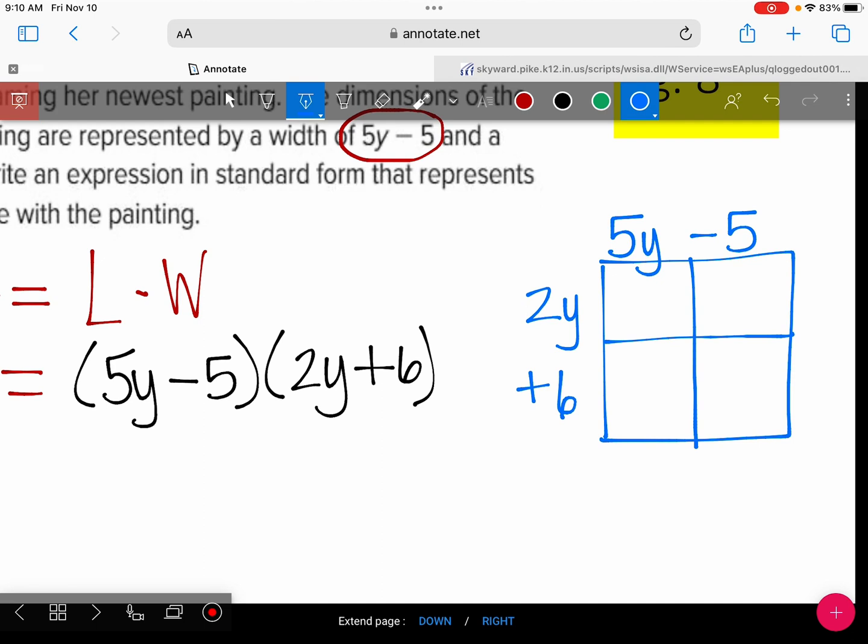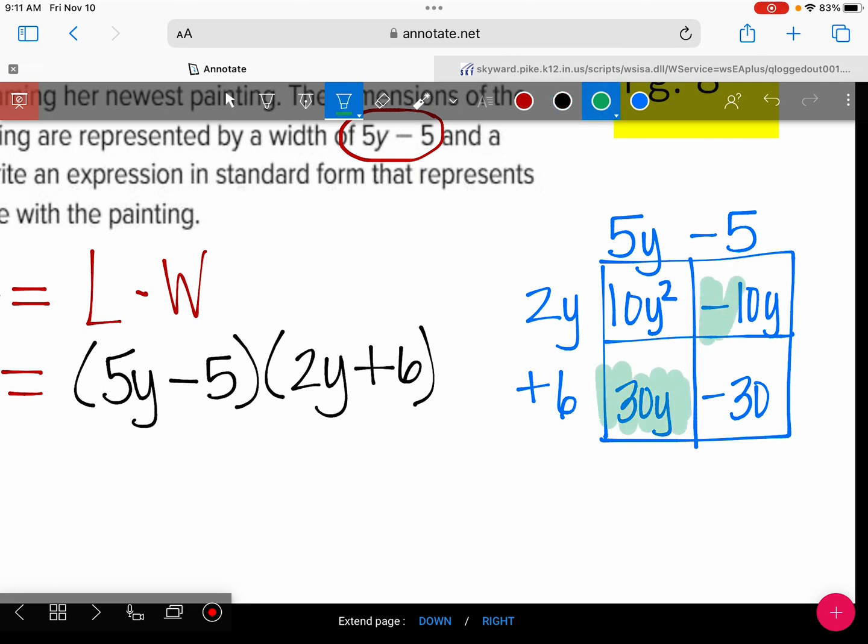All right, so in the first square, we have 5y times 2y, which is 10y squared. 2y times negative 5 is a negative 10y. 5y times 6 is 30y. And 6 times negative 5 is negative 30. Who had that in their 4 squares? All right, good. So now we're ready to combine our like terms, and that would be these two because they both have a y.